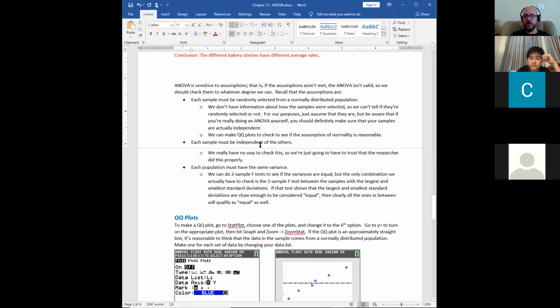Each sample must be independent of the others. Again, we don't really have any way to check this. That's kind of up to the researcher. So we're just gonna have to trust this one. And then each population must have the same variance. That we can check. We can do a 2 sample F test to see if they have equal variances or not. So that's what we're going to do. We're going to make QQ plots, and we're going to do 2 sample F tests to check for equal variance, and then that's it.